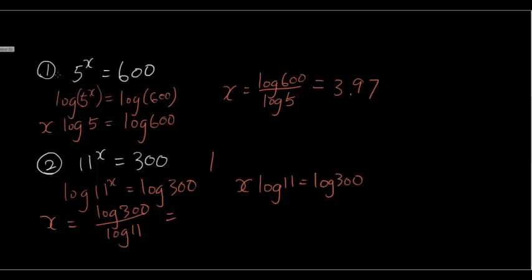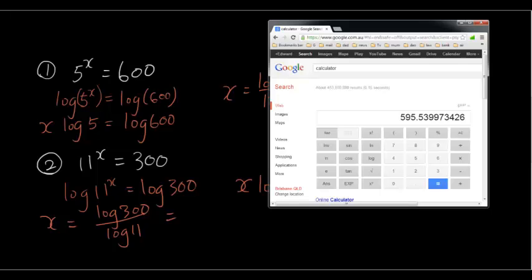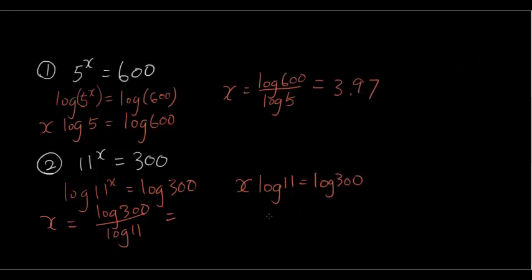Alright, so make sure you show all the working out, especially in the exam. You don't wanna just skip to the answer, because then you'll lose marks. So log 300 divided by log 11, and that's 2.37. So x equals 2.37, 2dp.